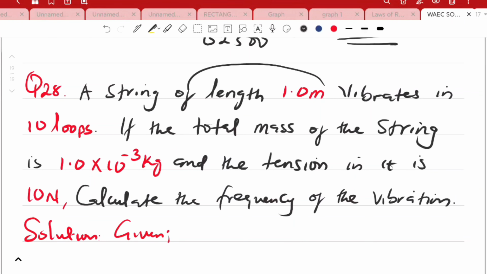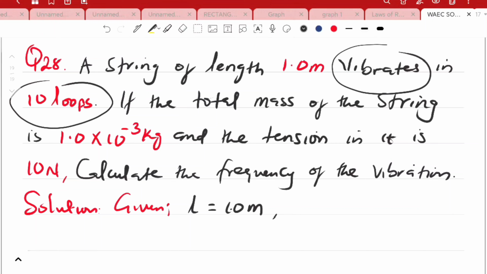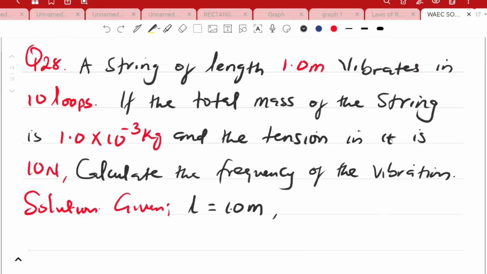So solution, the given data from here, our length is given to be 1.0 meters. Then what again is given? Vibrates in 10 loops. So number of loops is given to us. We'll not use this now. We use it at the end of our solution. So number of loops is 10. Is that clear? Take note of this. We're going to use it to multiply by our frequency later. So number of vibrations, which is loop, is equal to 10 loops.